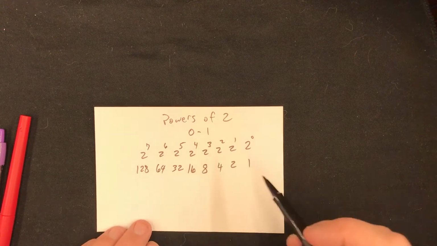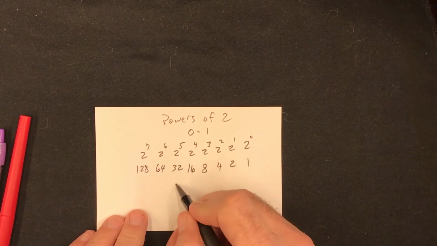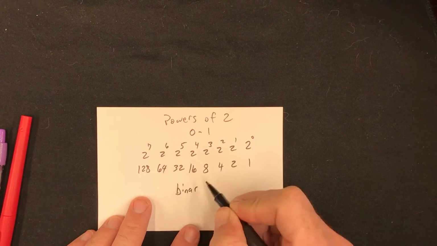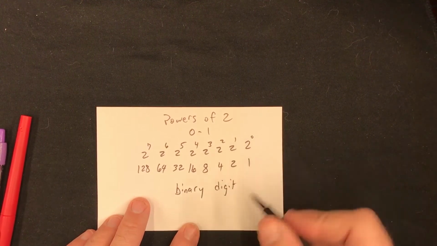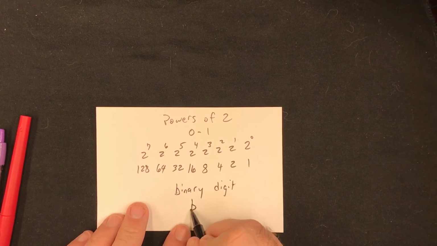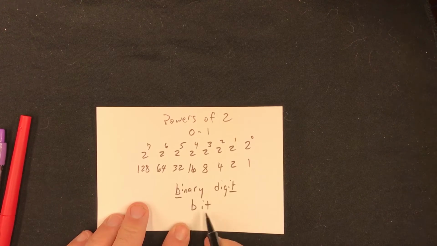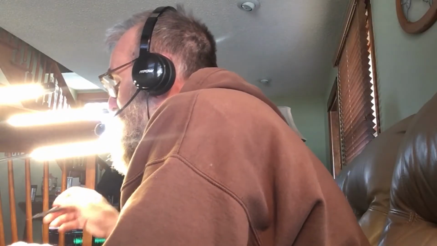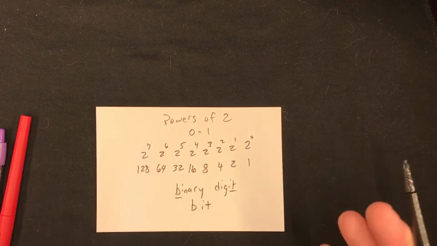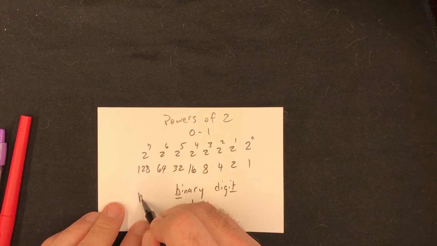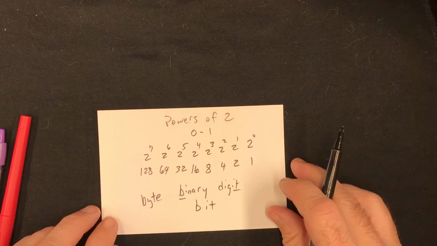And if we call each one of these digits a bit, or a binary digit, did you know that? The word bit is a contraction of those. A bit is just a binary digit. And so if I have 8 bits, I have something called a byte, or a computer word, basically.